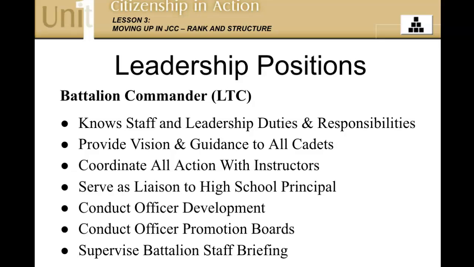Now at the JCC level, this would be the commander of cadets, and that's going to be a cadet corporal. And where it says high school principal, just replace that with middle school principal. The expectations are the same for the commander of cadets.